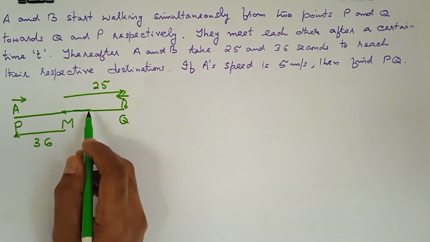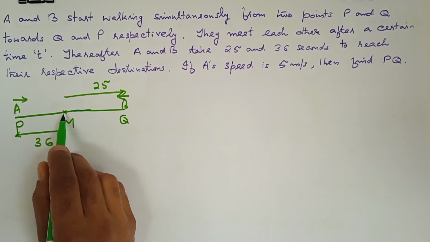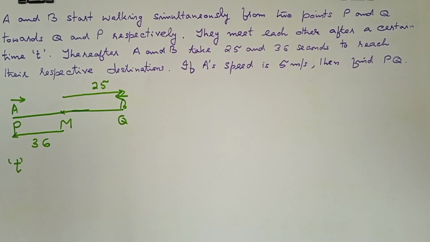36 seconds. There's one more thing, not given. They say A and B first meet at M after time T. What is T? We don't know. This is what the data say.